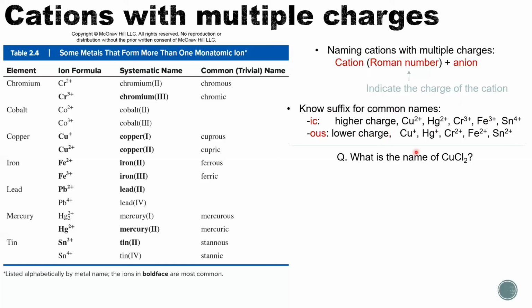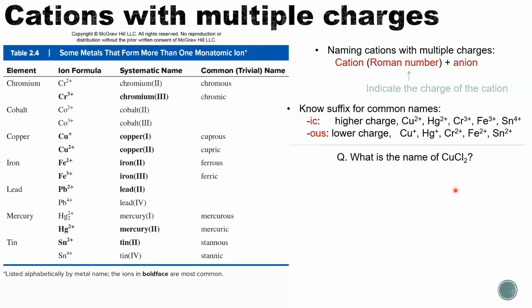First, we need to identify what type of compound this is. Copper, we know, has +1 and +2 charges. So it's an ionic compound because we have chlorine, which is a non-metal. So it's an ionic compound, but the cation can have multiple charges.